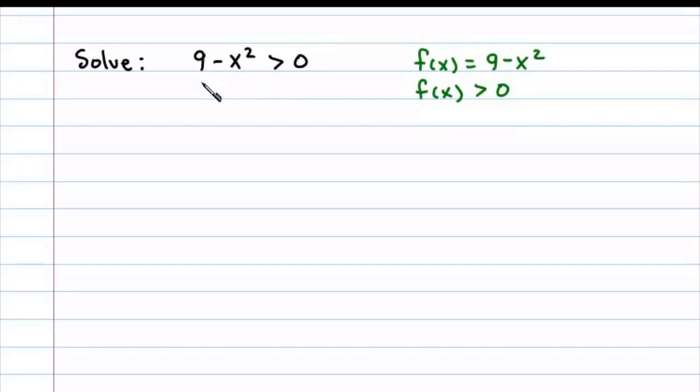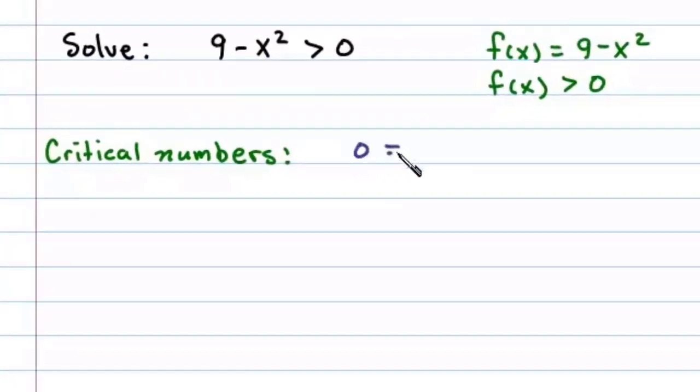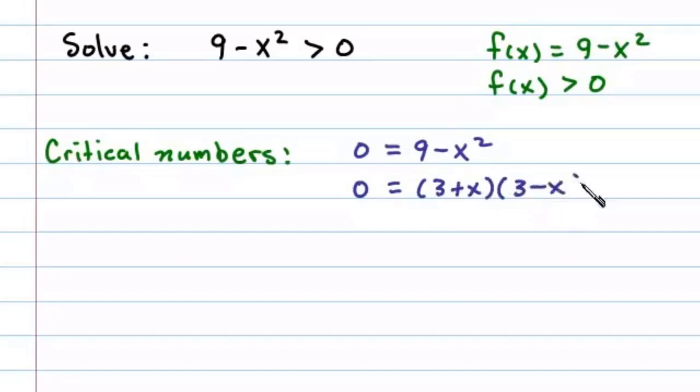Now, one way to solve this is to use a sign chart. And so we begin by finding the critical numbers. The critical numbers in this case are simply the roots. So we'll set 9 minus x squared equal to 0 and solve. 9 minus x squared is a difference of squares. So this factors 3 plus x times 3 minus x.